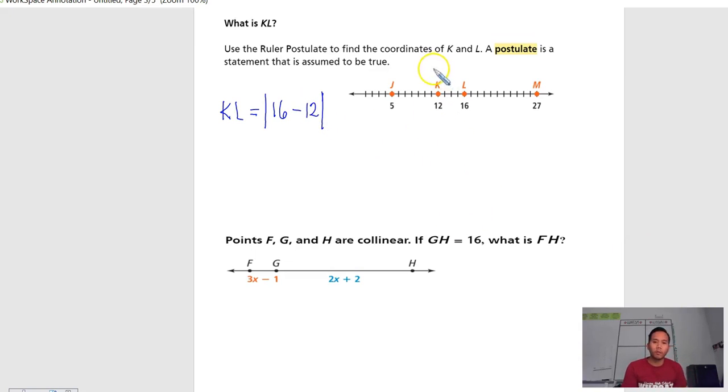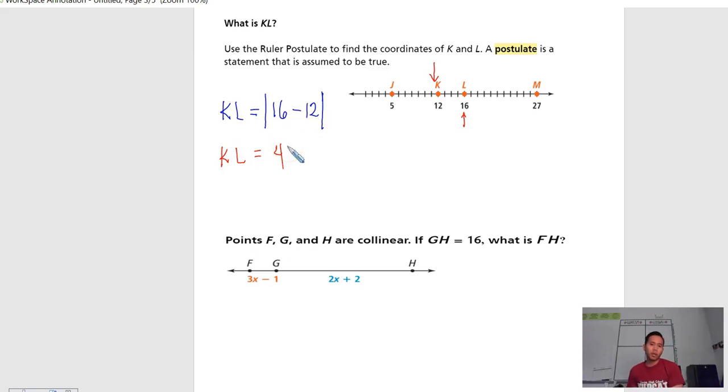Mister, where did you get that? So if you are going to look at K here, your K is on this coordinate, which is 12 in your number line, and your L is on the 16. That's why we are looking at the distance between these two. Therefore, KL is equal now to 4.